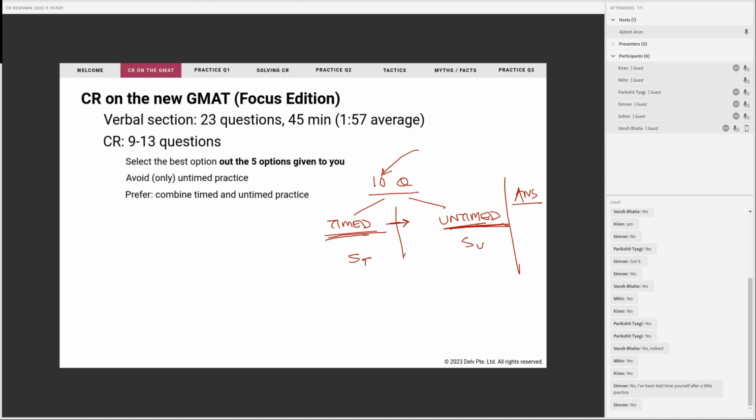Perfect. So remember, this is not something that I'm forcing you to do. I'm just telling you that look, on your practice sets, there are different skills.